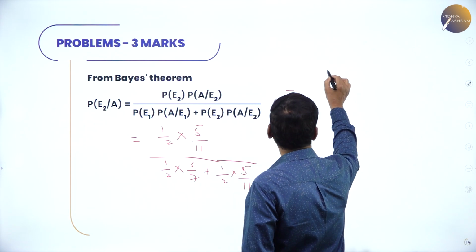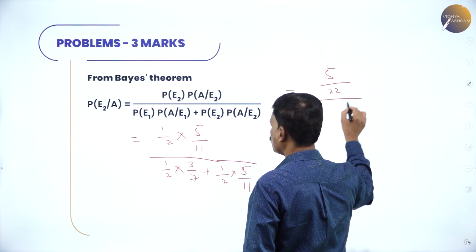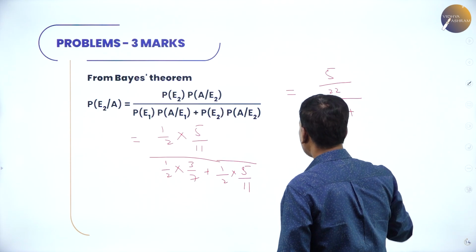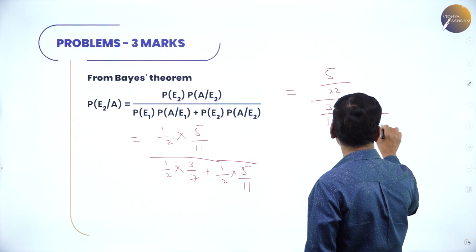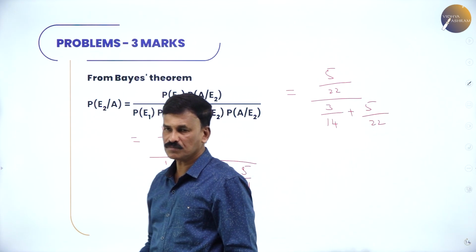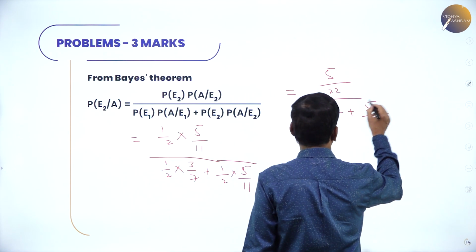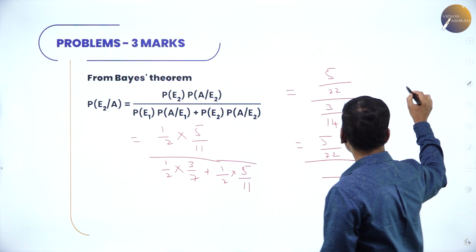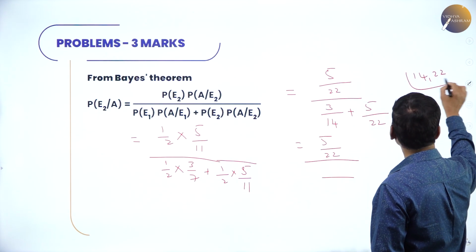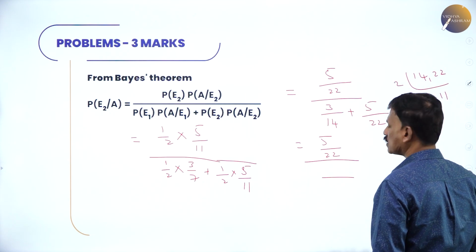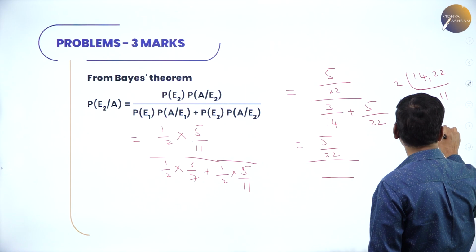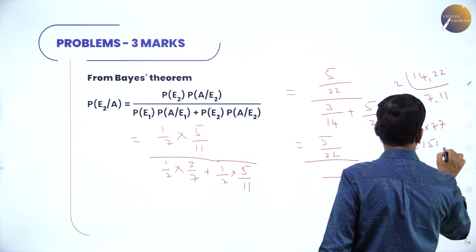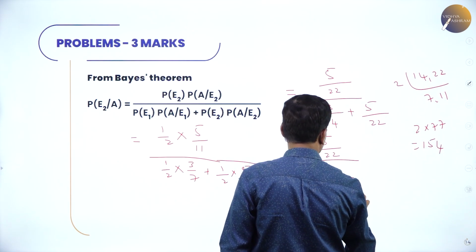Simplify this. This is 5 divided by 11 2s are 22, divided by 3 1s are 3 divided by 7 2s are 14, plus 5 divided by 11 2s are 22. Now here this can be simplified as, just take the numerator as it is, 5 by 22, divided by, take the LCM between 14 and 22. What is the LCM? 2 7s are 14, 2 11s are 22, so 2 into 77, that is 154. Take the LCM, 154 is the LCM.